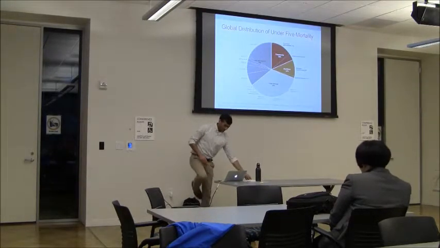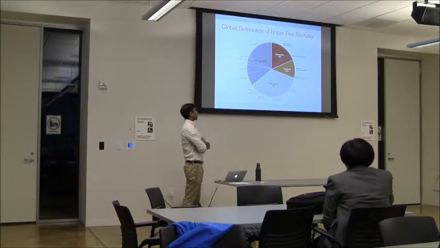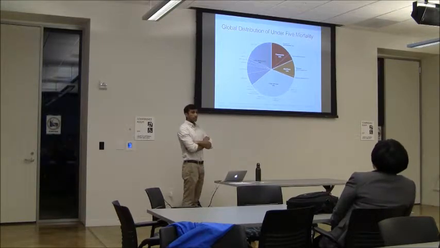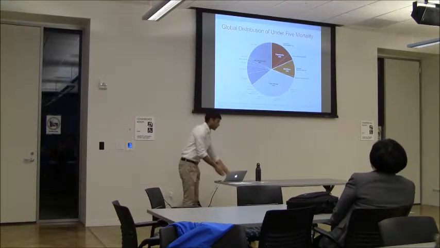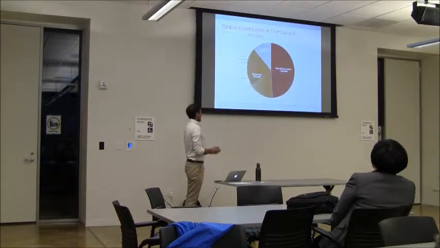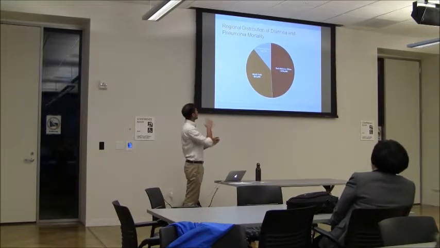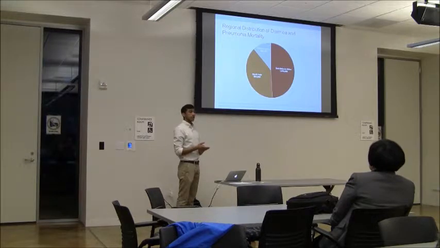Okay, so this first graph here shows the different causes of mortality in children under 5. You can see pneumonia and diarrhea here account for 29% of mortality in children under 5, or about 2 million deaths annually. Just pneumonia alone accounts for about 1.3 million of these deaths. And this is a graph representing the burden of disease in different regions for pneumonia and diarrhea. You can see that over 90% of these deaths occur in South Asia and Sub-Saharan Africa.